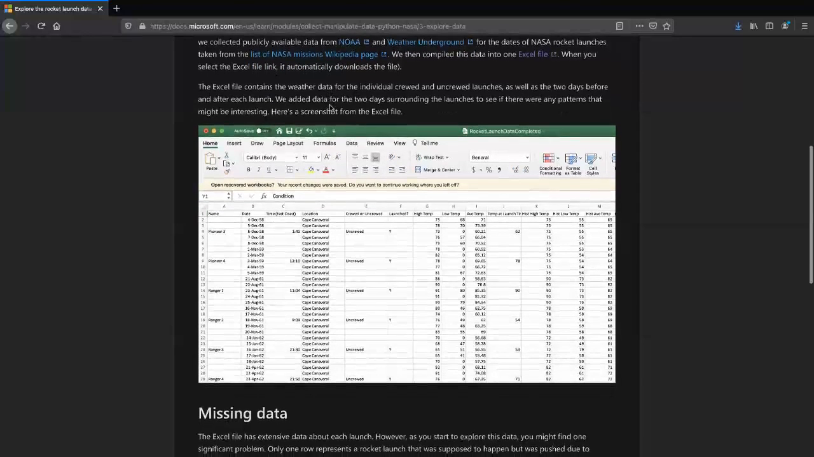If you open it up in Excel, you'll see it's got these various launch names, the dates around them, whether there was crew on the launch or not, did it launch or not, the various temperatures. So all that data is in the spreadsheet.